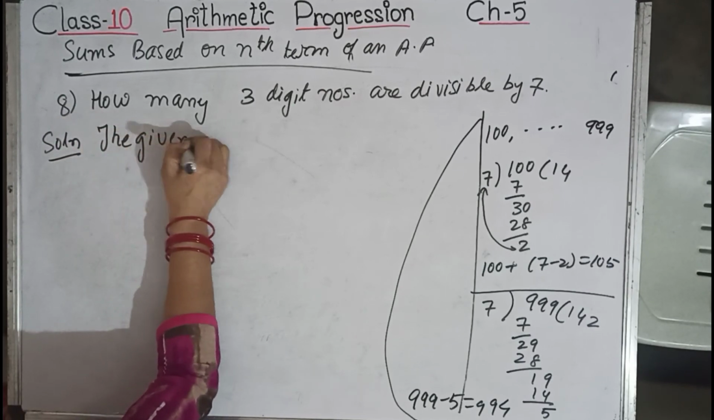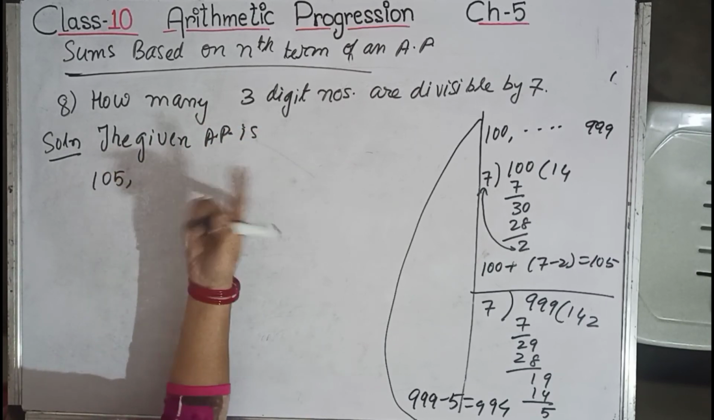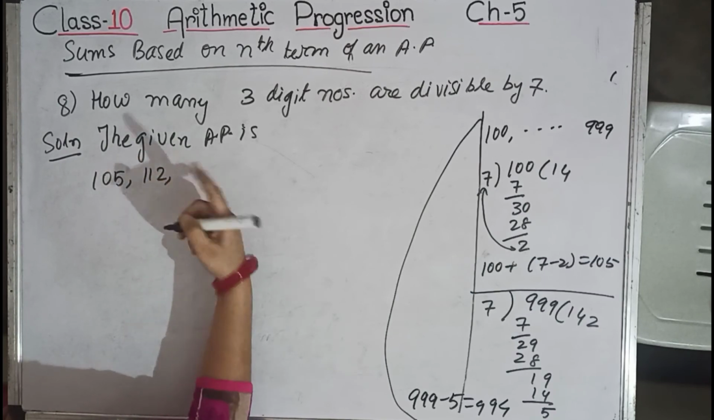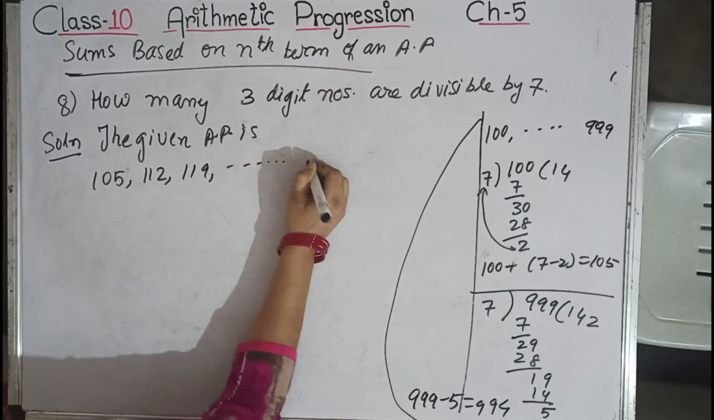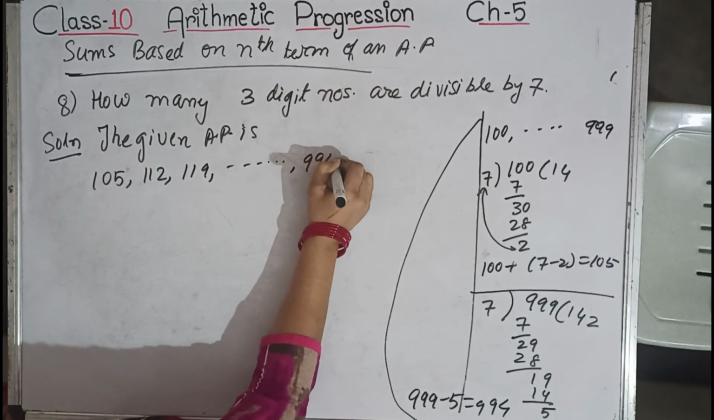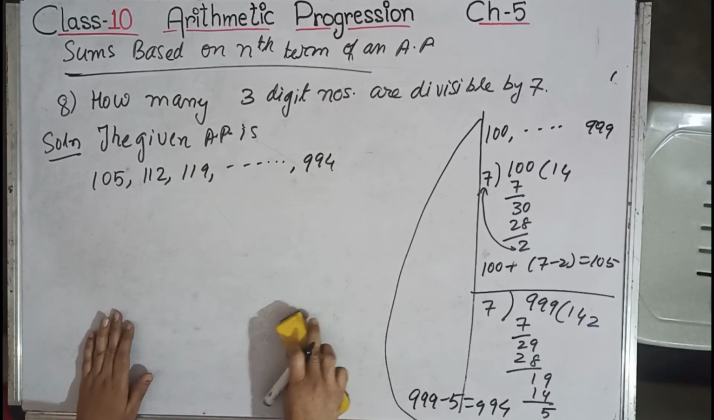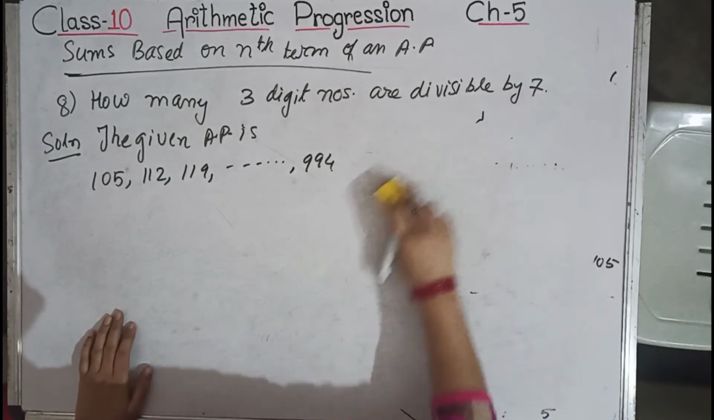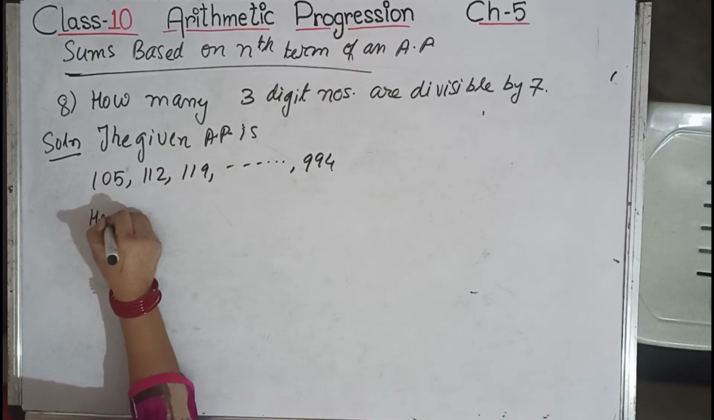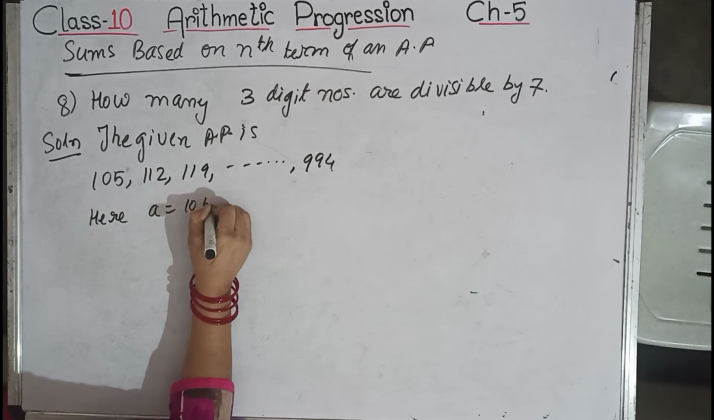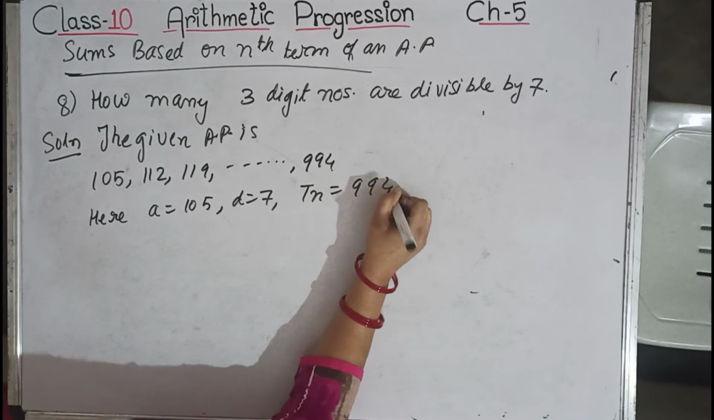The given AP is 105. Now 105 plus 7 will be 112. 112 plus 7 will be equals to 119, and so on till the last number also 994. Now once we get the AP, the first term, common difference and nth term, all we have got. So after this the calculation is very easy. How many terms? So here A equals 105, D equals obviously 7 and the nth term is 994.